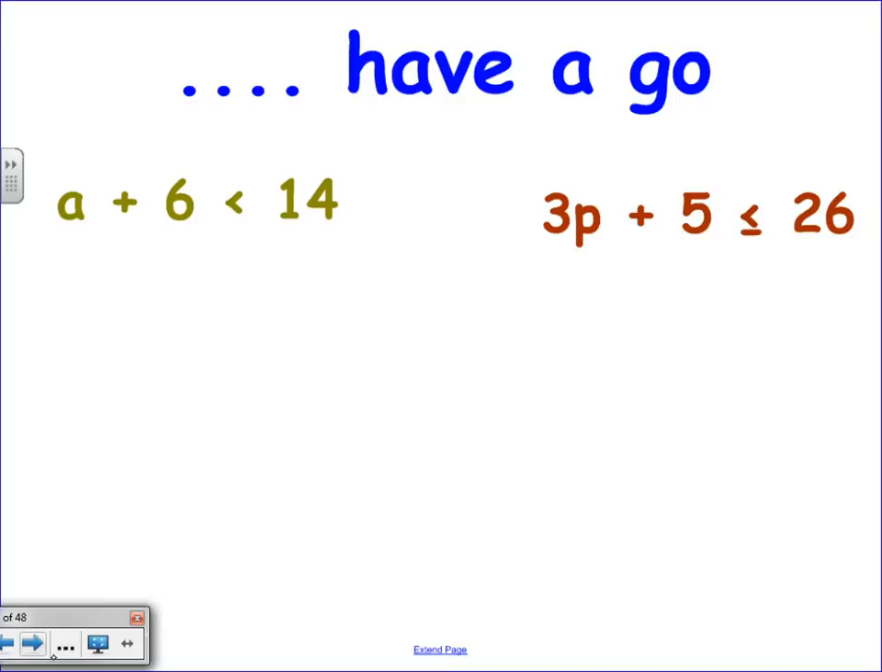So what do I do to get a on its own? Minus 6. Good. Minus 6 on one side, I'll do the same on the other. So a has to be less than 8. Yeah? So let's try that.